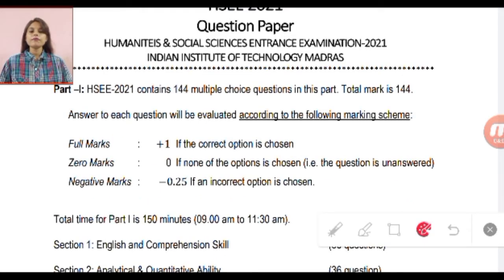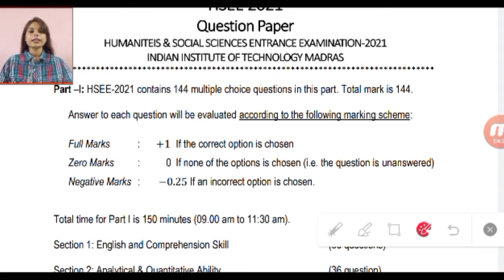If you give one correct answer, you are going to get +1, and if you do not attempt a particular question, you are going to get nothing. You are not even going to get a negative marking. So you can just skip any question if you think you do not know the answer. Okay, next let me tell you about the negative marking. Here you have minus 0.25 marks deduction for every incorrect option that you choose.